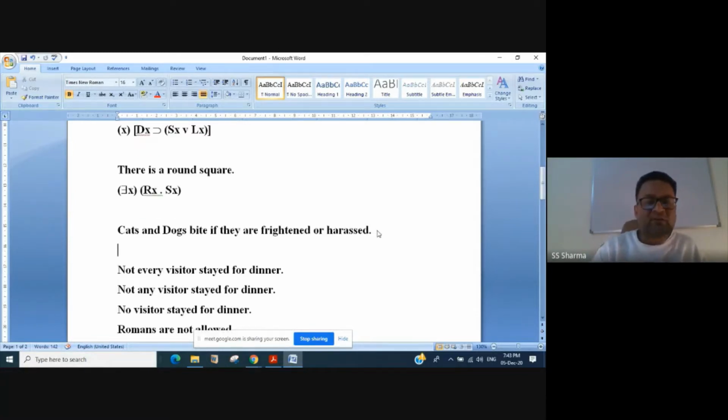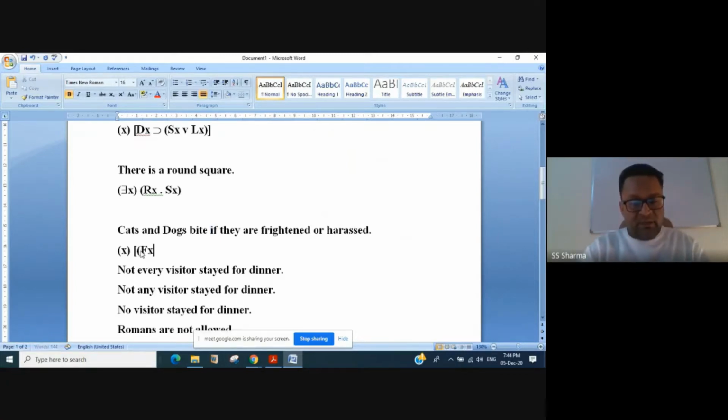Now next question. Cats and dogs bite if they are frightened or harassed, right? It talks about all cats and dogs. This is the first thing you should understand. What they are saying is that these cats and dogs will bite if they are frightened or harassed. Now I will put the universal quantifier here. If x is frightened or x is harassed, because if you see here, there is an if, so it means that this part will come forward and this part will go backward. So we will write it like this.